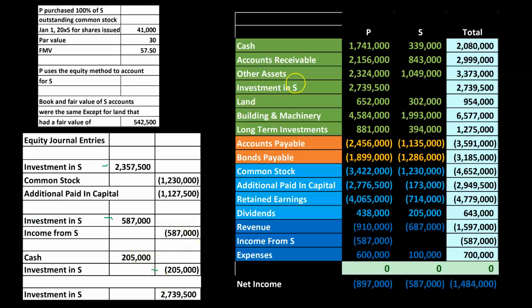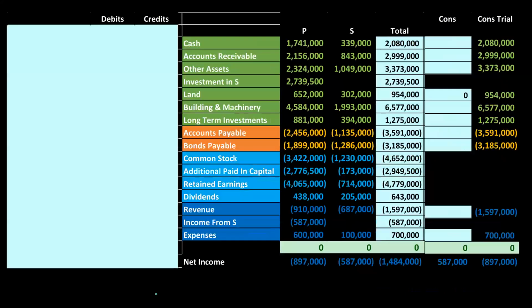So how did that number get here? How did that 2,739,500 get there? Well, this was what happened at the beginning of the year, because that's when the purchase took place. Then we increased it by the revenue because they own 100% minus the dividends. That's going to be that 2,739,500. Okay, knowing that, let's then now do our journal entries.